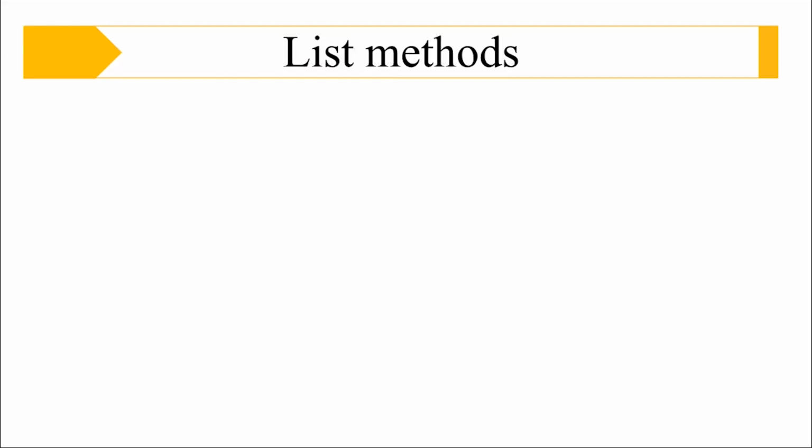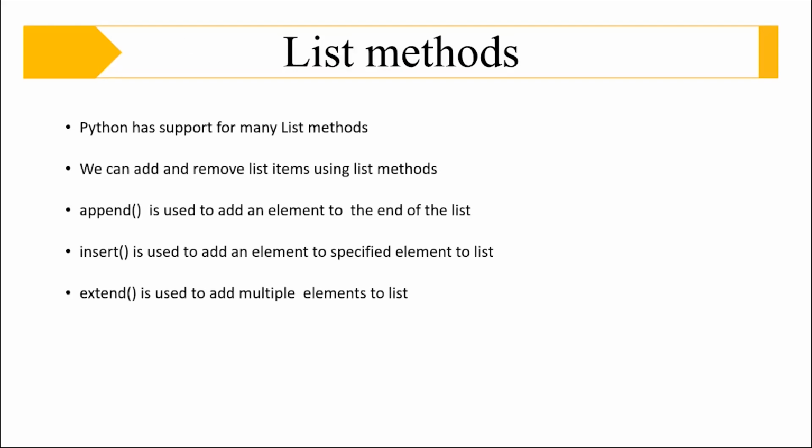Now let's see list methods. So Python has support for many list methods that are built in, that are already available. So using list methods, we can add and remove elements to and fro from the list. Let's talk about the methods using which we can add elements to the list. First one is append, that is going to add one single element to the end of the list. Then we have insert, that is used to add an element to specified index position. And then we have extend that is going to add multiple elements to the end of the list.